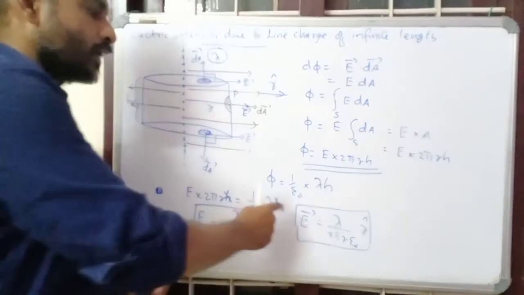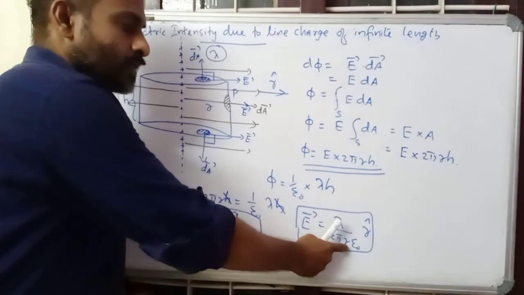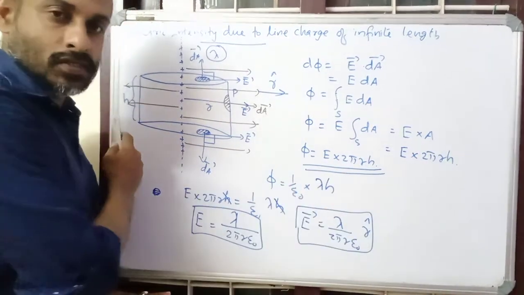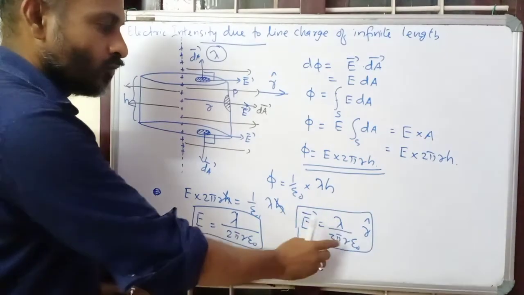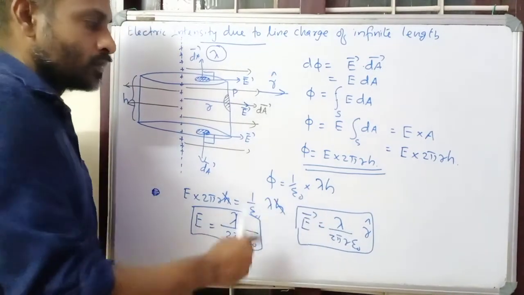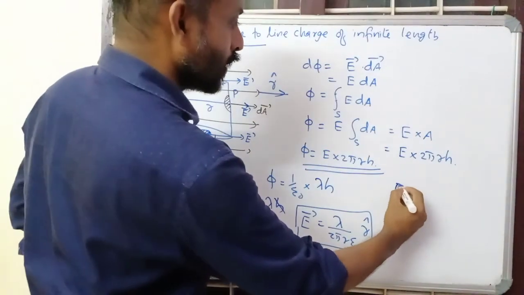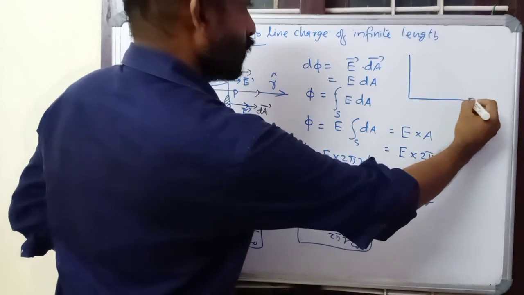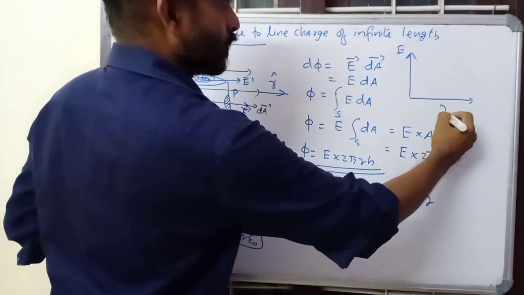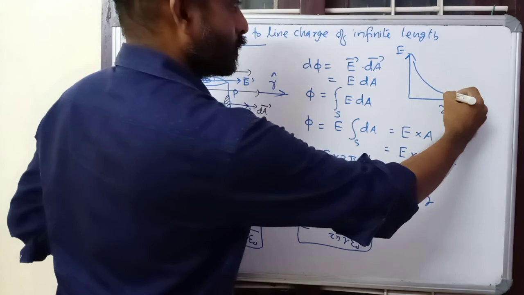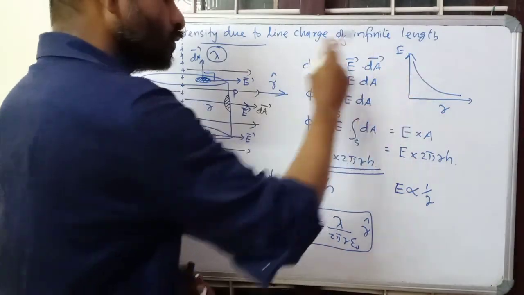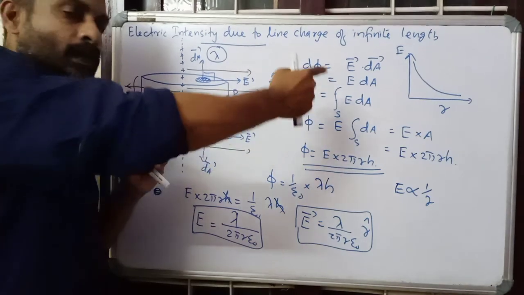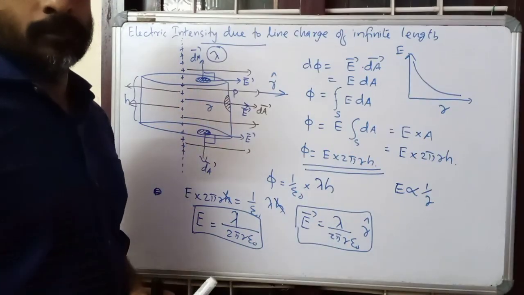Now we can plot a graph connecting electric field and the distance r. We know that lambda is a constant, and 2 pi epsilon 0 are all constants; the only variable is the distance. When r increases, the electric field decreases. So E is proportional to 1 by r. We can plot a graph connecting electric field and distance r, and we will get a shape like this. E proportional to 1 by r means whenever we move far away from the line charge, the electric field decreases, and vice versa. Okay, thank you.